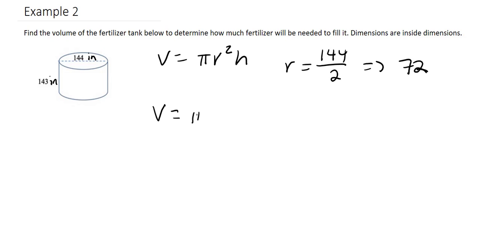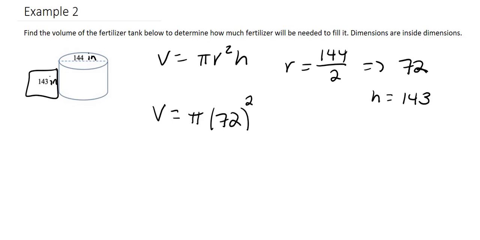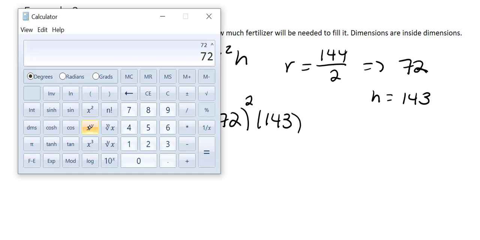So we have the volume, which is pi, then 72 squared times the height, which is 143, right? This is the height of our cylinder. So let's go 72, and I'm going to show you, if we square it, it equals 5,184, or if we go 72 times 72, right, we get the same answer. So just to show you 2 different ways to get there. Times 143 times pi, and what do we get?